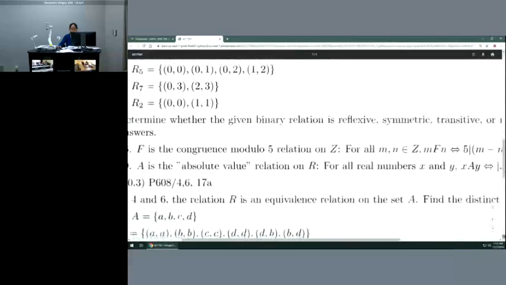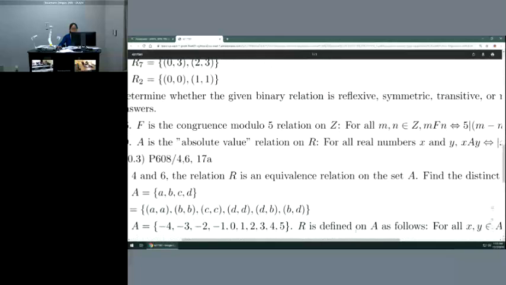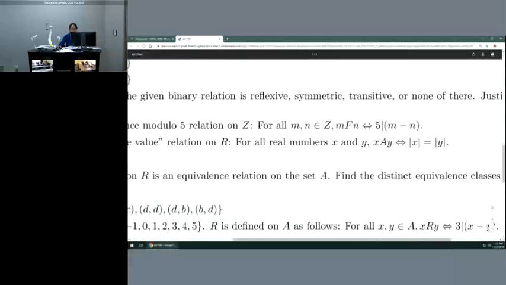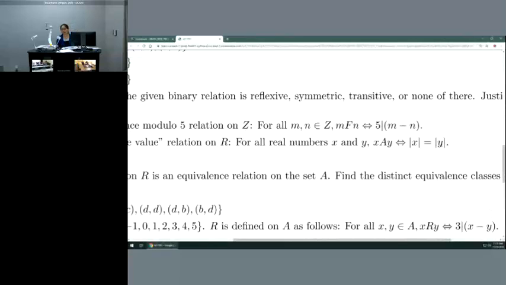So, for absolute value, if the first number x is related to the second number y if the first number's absolute value is equal to the second number's absolute value. So how do we know if it's reflexive? What do we have to check?